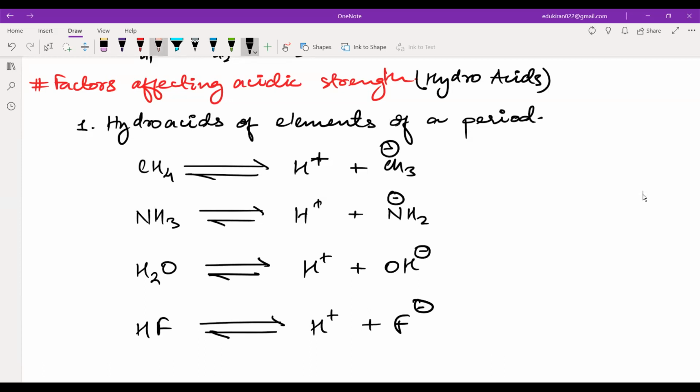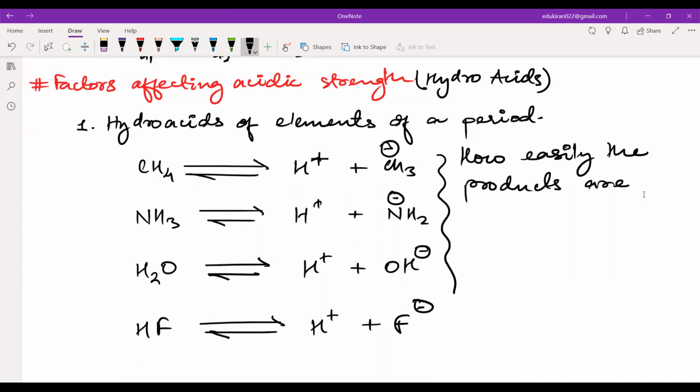Fine. Now, as you can see, we can talk about the acidic strength in terms of how many H plus ions it is giving, or how easily we can break the bond, or how easily the products can be formed. So if you are comparing how easily the products are formed, do I need to compare the H plus as the products? No, because all of them have H plus, right?